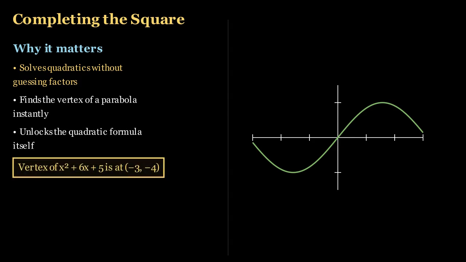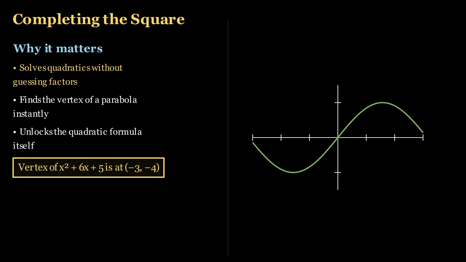Completing the square gives you the vertex coordinates directly. And here's a secret: the famous quadratic formula you might have memorized is actually just completing the square done with letters a, b, and c instead of numbers. So mastering this one move lets you solve any quadratic, graph any parabola, and even derive the formula yourself.